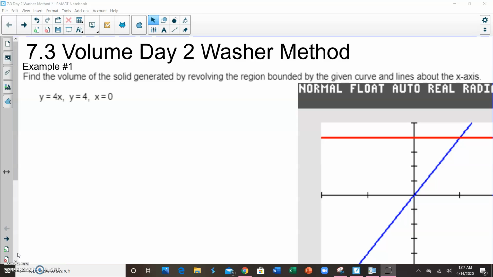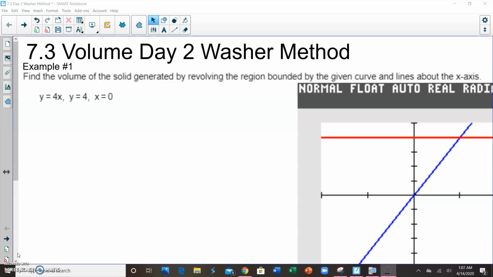We will go ahead and start. Today we're going to do volumes again. Whenever you find the volume, you always integrate the area. This time we're going to do it with the washer method. Why are we going to do it with the washer method? There's two methods on 7-3, disk and washer method.